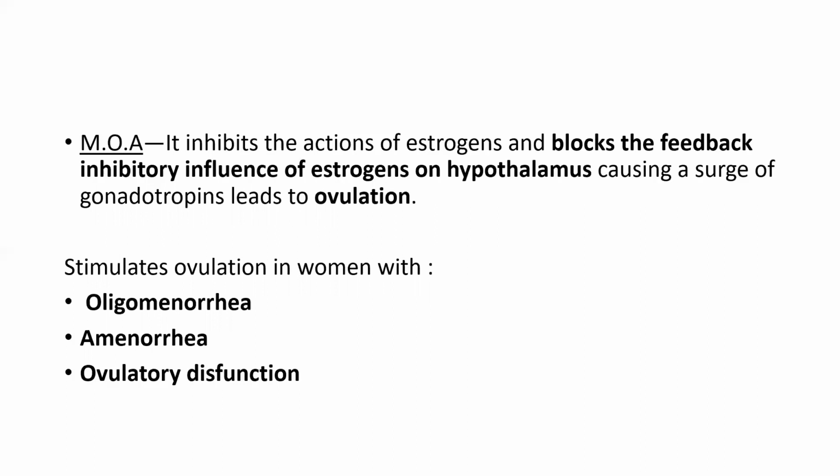What happens if the influence of the negative feedback mechanism exerted by the estrogens on the hypothalamus is inhibited? There will be increased production of the luteinizing hormone and follicle stimulating hormone by the anterior pituitary under the influence of the gonadotropin releasing hormone from the hypothalamus. So induction of ovulation occurs with clomiphene. It stimulates ovulation in women with oligomenorrhea, amenorrhea, and ovulatory dysfunction.